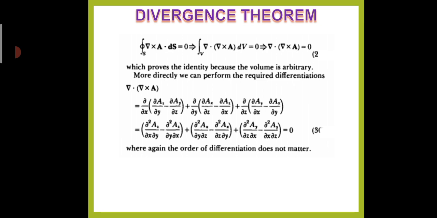So we put the values into these equations: partial by partial x of (partial Az by partial y minus partial Ay by partial z) plus partial by partial y of (partial Ax by partial z minus partial Az by partial x) plus partial by partial z of (partial Ay by partial x minus partial Ax by partial y). Then we solve the equations, the second derivatives partial squared Az by partial x partial y, partial squared Az by partial y partial x, and so on, and finally the answer is 0. Here again the order of differentiation does not matter.